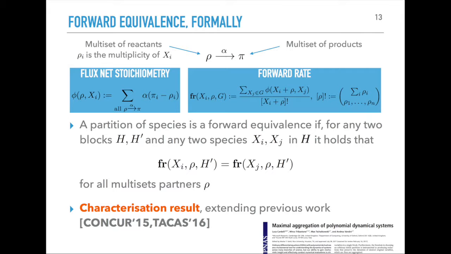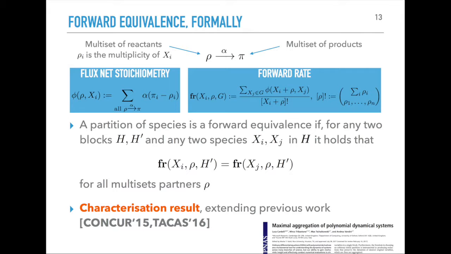Could you repeat again what the definition of equivalence is? So now it's coming. This is the definition of the thing that has to be computed in order to test for an equivalence. The definition is this thing here. You say that a partition of species, which means a partition of variables, is a forward equivalence if, taking any two blocks of this candidate partition, for any two species in one block, we have that these forward rates are equal for all possible multiset partners rho. For all possible ways in which xi and xj can interact with all the other environments specified in the list of reactions.